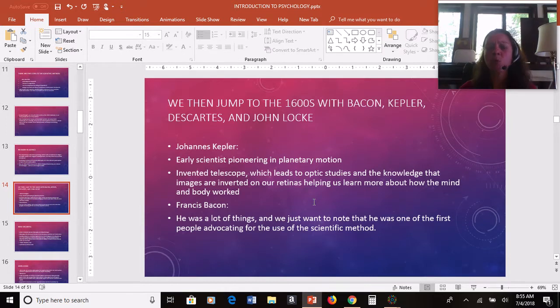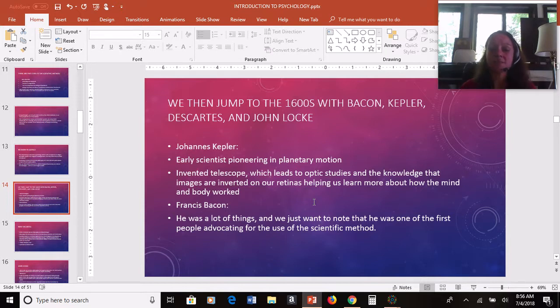That's really important because we know that our perceptions play a big role in how we behave. There's a whole subfield of psychology that's devoted specifically to looking at perception. So Kepler was really instrumental in getting the ball rolling for that knowledge.